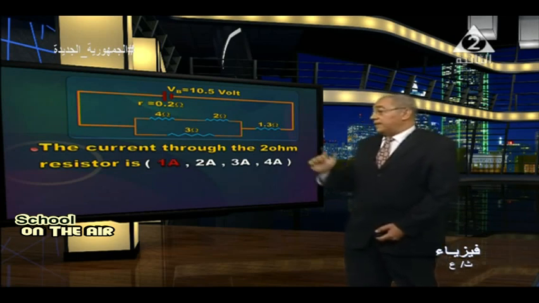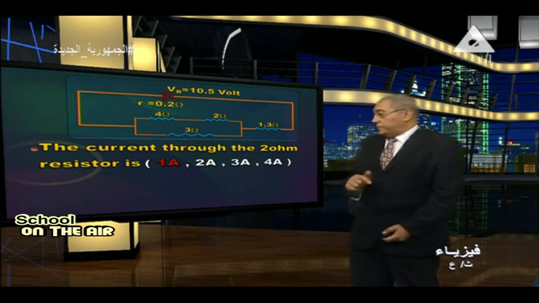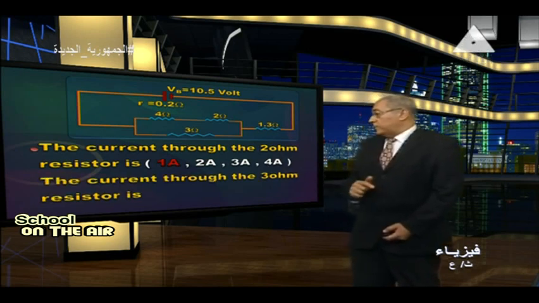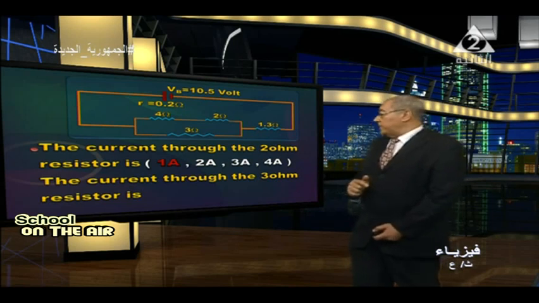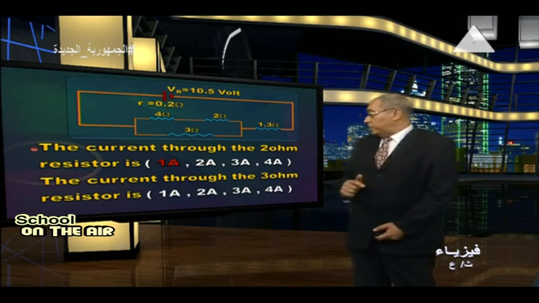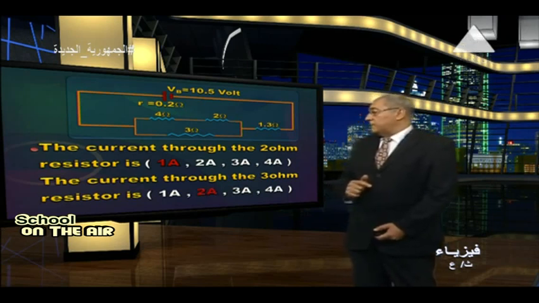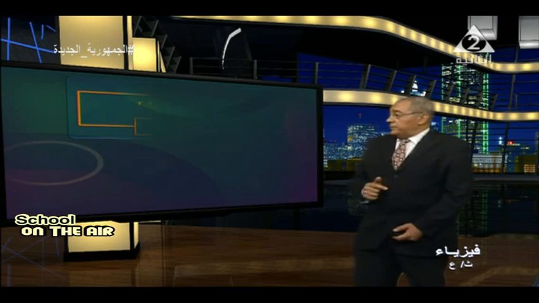Once again, it is 1 ampere, but we need to do it one by one. First of all, the current also through the 3 ohm resistor, is it 1, 2, 3, or 4 ampere? Yes, it is 2 amperes. How? We'll do it, as I said.